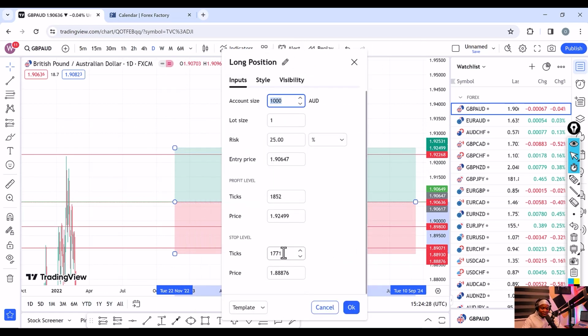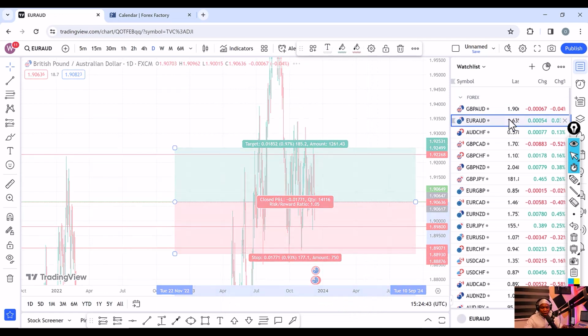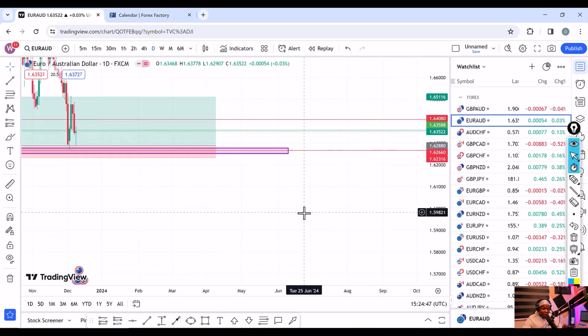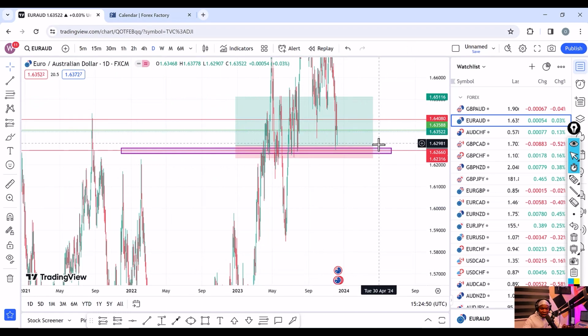So stop loss 177 pips, take profit 185 pips, which is also a one-to-one. So that's how to trade that. Then the second trade is on Euro AUD. In fact, this one is even having better signal.